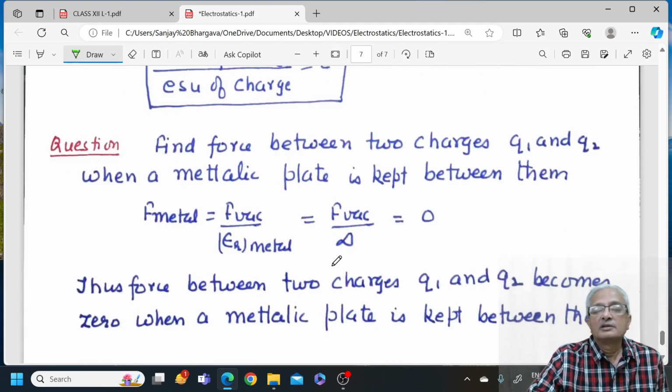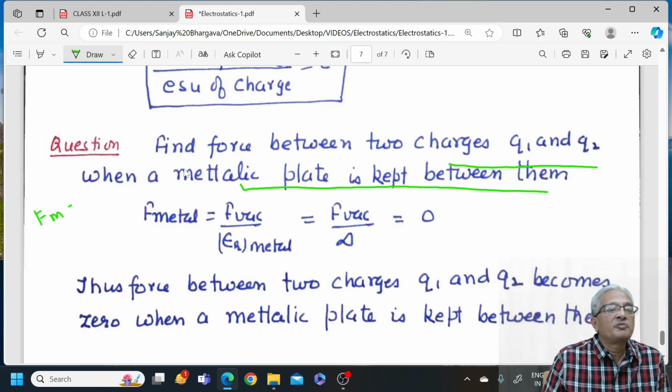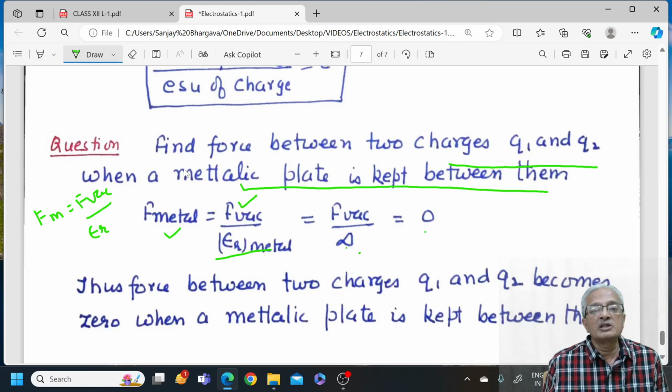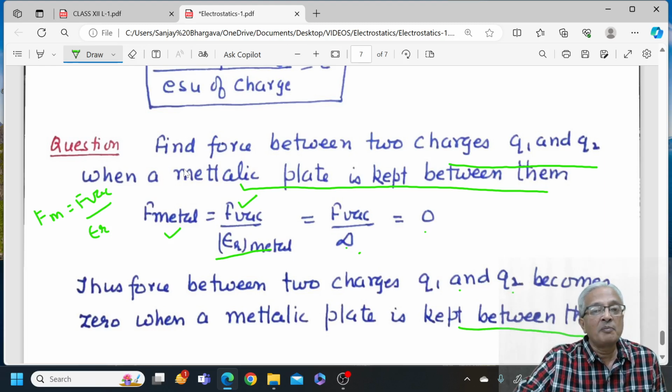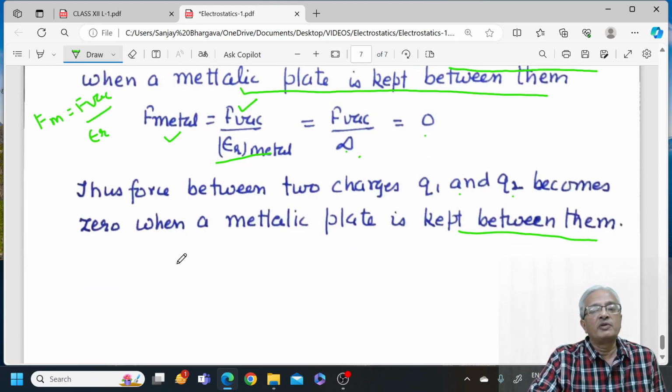Now just to check the concept of relative permittivity, we answer a question: find force between two charges Q1 and Q2 when a metallic plate is kept between them. So we just found out force in presence of medium would be equal to force in vacuum upon epsilon r. So force in presence of metal would be force in vacuum divided by epsilon r for the metal. And what is the epsilon r for metal? Infinite, and 1 upon infinity is 0. Thus force between two charges Q1 and Q2 becomes 0 when a metallic plate is kept between them. This gives me a method to reduce the force between the two charges to 0 by just placing a metallic sheet between them.